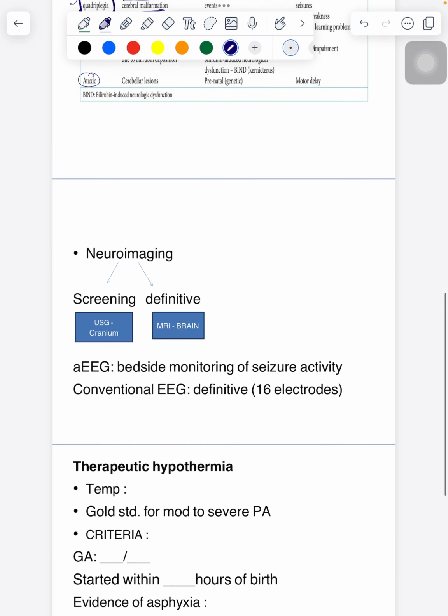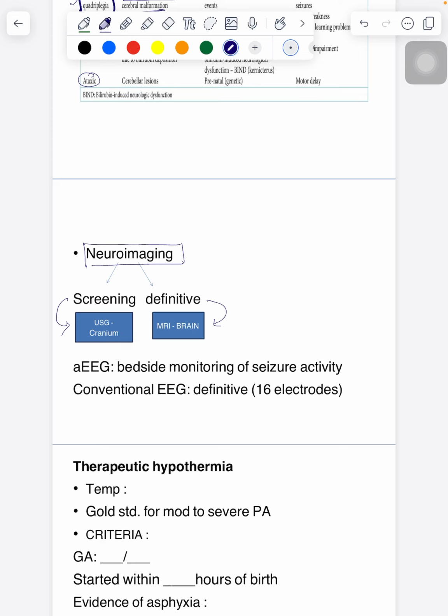Next, what is the investigation here? You will be doing neuroimaging, for screening and also for definitive diagnosis. For screening, it is mainly USG cranium, and for definitive diagnosis, it is MRI brain. Supposing you want to find out whether the lesion has occurred earlier or not.